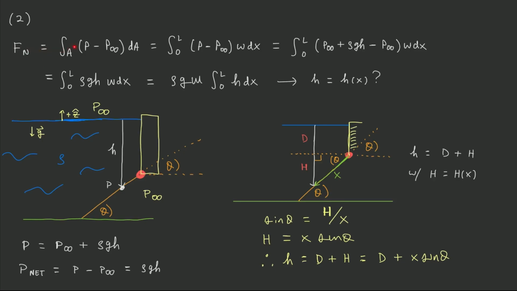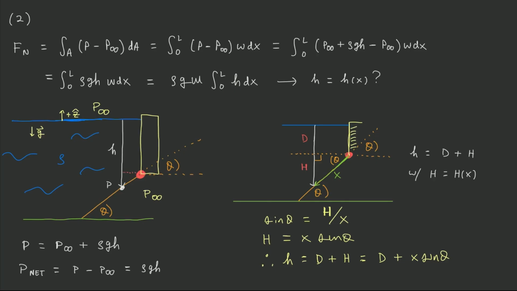And what you end up getting is when you plug in for P infinity plus rho g h, you subtract P infinity, you get rho g h w dx, integrated from 0 to L. When you pull out rho, g, and w, as you see here, you're left with an integral from 0 to L of h dx. And unfortunately, we currently don't know what h is in terms of x, which you need to know if you're going to integrate h with respect to x. So the next problem is to find some mapping of h to x, or h as a function of x.